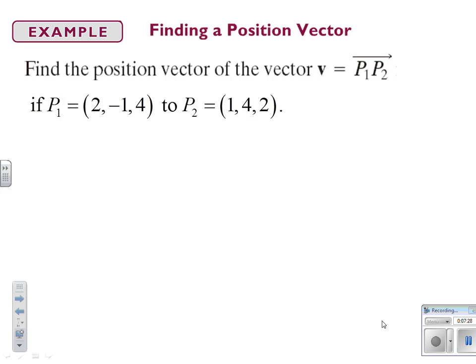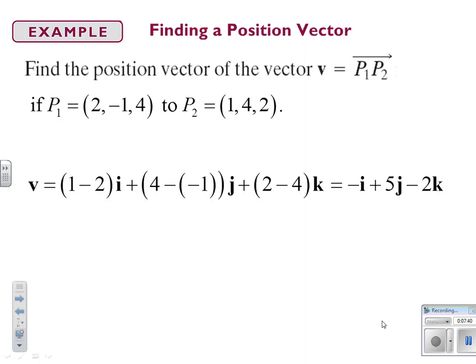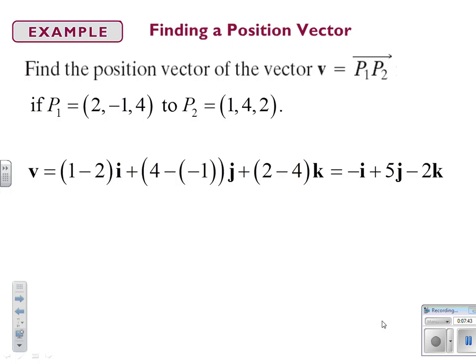All right, so if we want to find the position vector v, if we have a vector that goes from (2, -1, 4) to (1, 4, 2), we are going to go ahead and subtract the x-coordinates, 1 minus 2, subtract the y-coordinates, 4 minus -1, and then subtract the z-coordinates, 2 minus 4. When we do that, we get -i, 4 plus 1 is 5j, and 2 minus 4 is minus 2k. So this is the position vector for points P1 and P2.